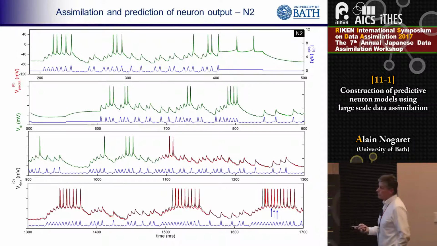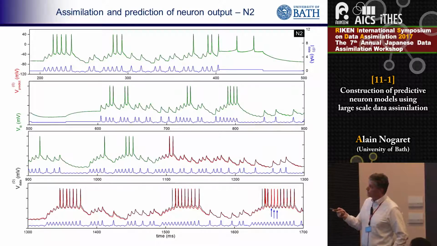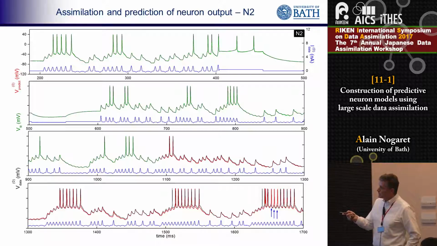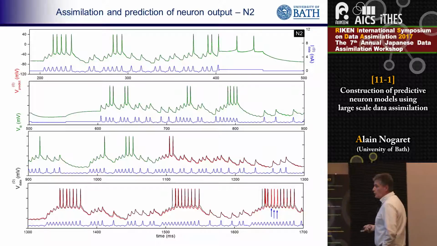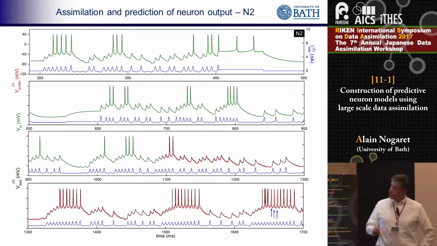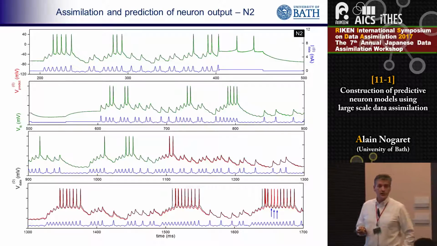Here is another example on a different neuron. Again, the assimilation time window runs from 190 milliseconds to 1090 milliseconds. So you assimilate the data in this range, and you can integrate forward from that time to make your prediction. Again, you can see that you've got a fairly good agreement. I quite like this prediction.